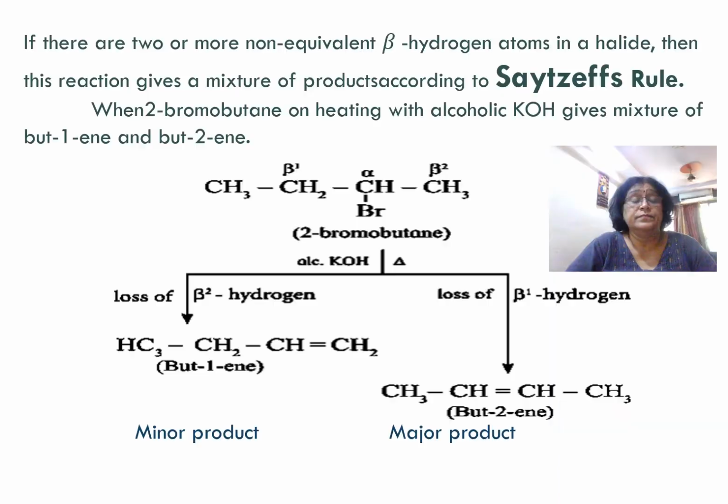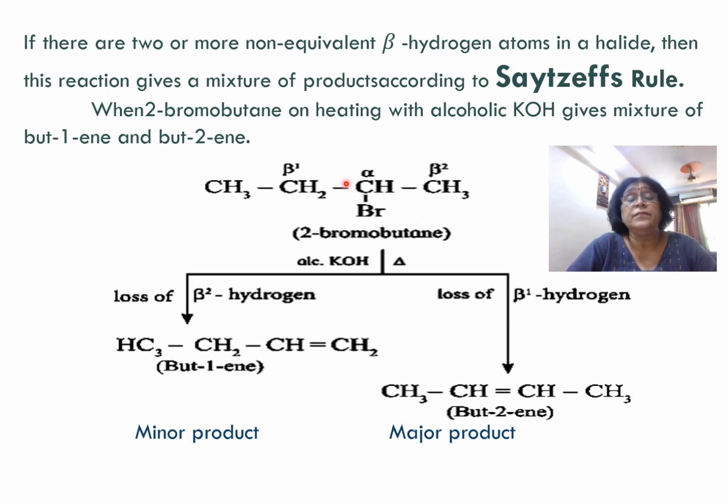Yes. If there are two or more non-equivalent beta hydrogen atoms in a halide, then the reaction gives a mixture of products. This is according to Saytzeff's rule. So when 2-bromobutane is taken and heated with alcoholic KOH, the two possible products that can be formed are but-1-ene and but-2-ene. Basically, it is a dehydrohalogenation reaction, and a hydrogen has to be removed and bromine has to be removed. So the beta hydrogen is removed.